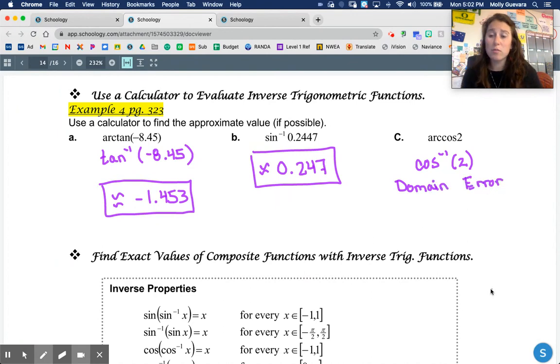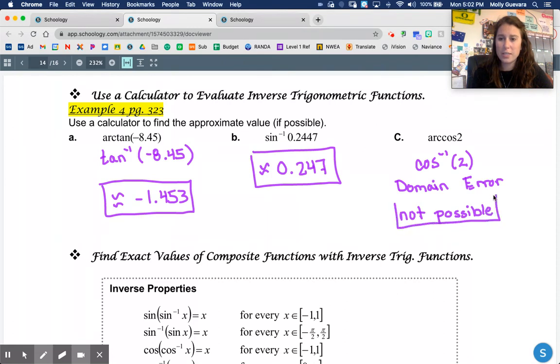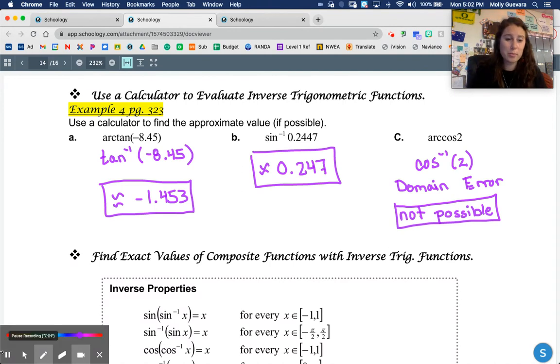So ask yourself, what angle gives me a cosine value of 2? Well, the highest cosine value I get is 1, right? It goes from negative 1 to 1. I can never get to 2. So domain error makes sense. It's your calculator saying, hey, there is no angle that gives you a cosine of 2 radians. So this is not possible, just like we did with sine earlier on, sine inverse of 2 was not possible. It's going to be the same thing. Now we're going to look at our application exercises, and then we have 2 mixed review problems.